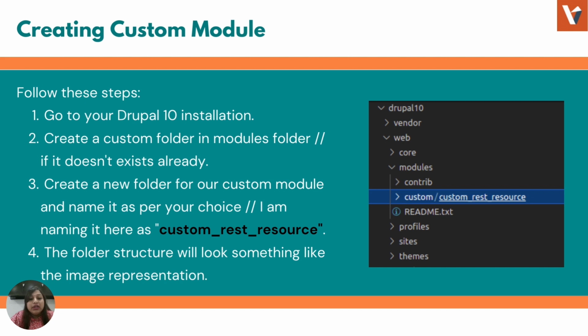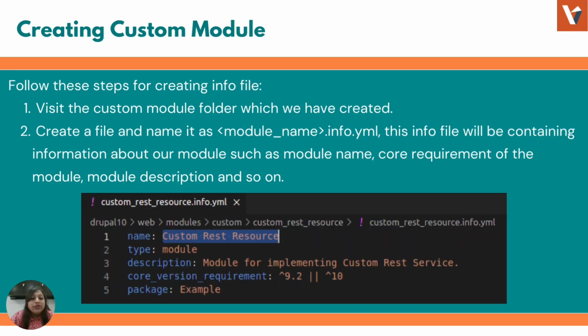After creating the module folder, your module structure will look something like this. Once you are done with that, come into our custom module folder and create an info.yml file. So what happens in the info.yml file? The info.yml file is used to store the information of our module. Mainly it stores the name of the module, type of module, description about the module, core version requirement and the package.